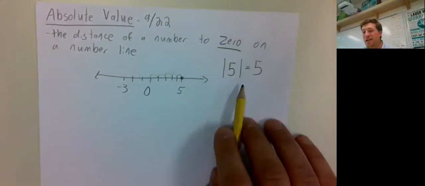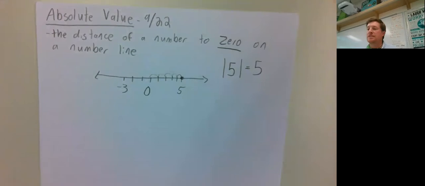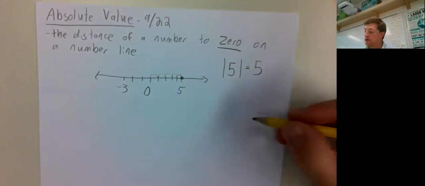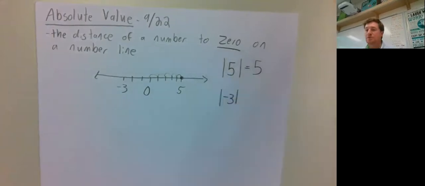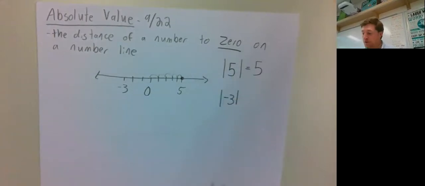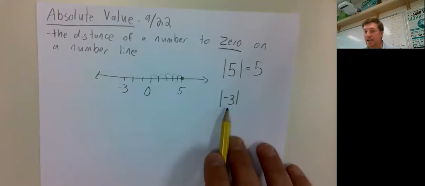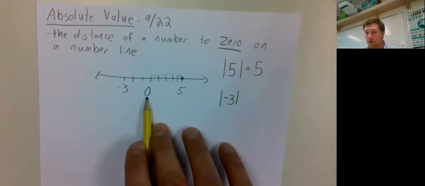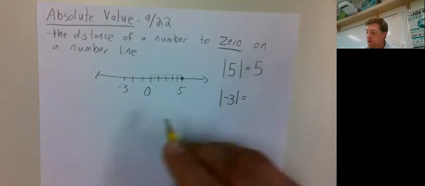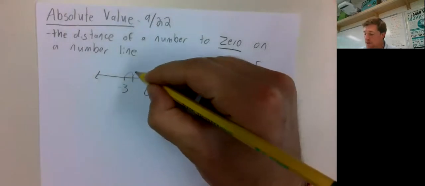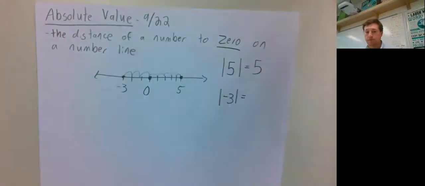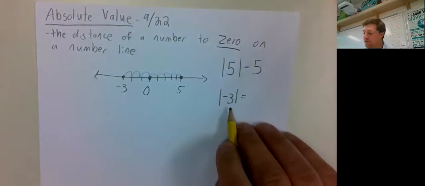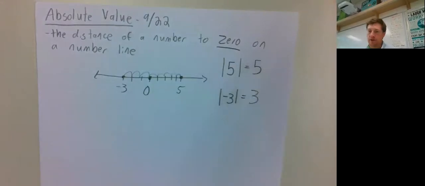It's pretty obvious when it comes to positive numbers, but when it comes to negative numbers, it gets a little harder to understand. So let's do the absolute value of -3. Again, how far is -3 from 0 on a number line? We know that it's 1 step, 2 steps, 3 steps to 0. So the absolute value of -3 is 3.